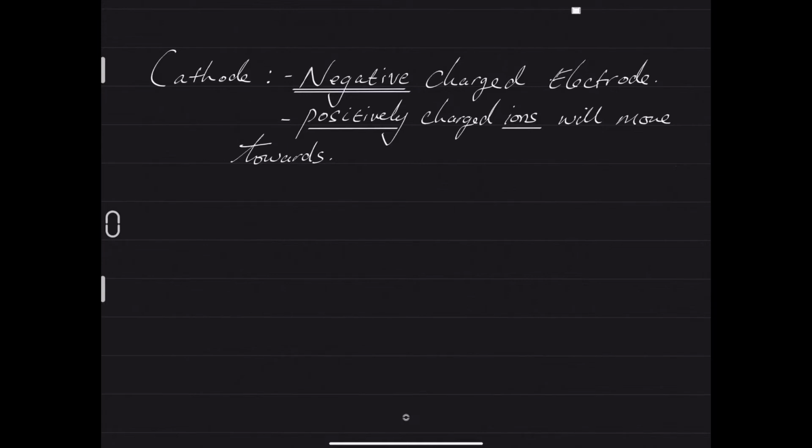We also have to be able to explain the reaction that happens at the cathode in terms of oxidation and reduction. I'm going to explain this later towards the end of the video, but can you just put this point down? Reduction occurs at the cathode.